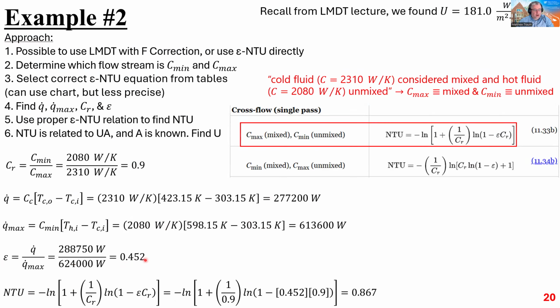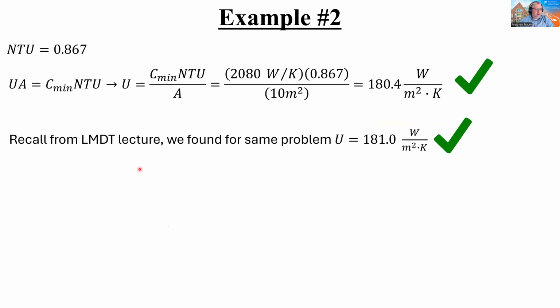Amazing. Okay, so this was way easier than the LMTD approach. I'm waiting for all hell to break loose, but it's actually not bad at all, because I'm already at effectiveness. I've got my effectiveness, I've got my CR, I've got my appropriate equation for NTU. So I'm just going to plug in. Here I am doing it, solving for NTU. Here's the equation. Here I am plugging in my values, 0.9 for CR, 0.452 for effectiveness, and out pops 0.867. That's my NTU.